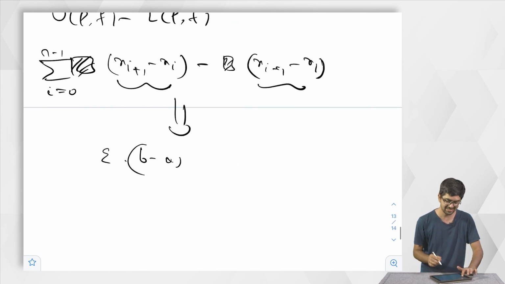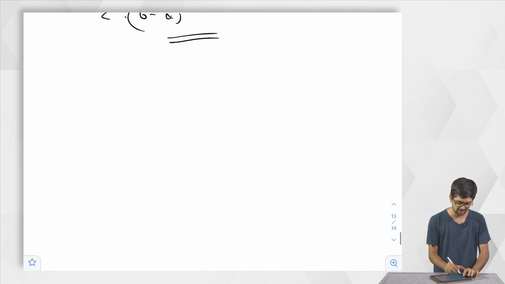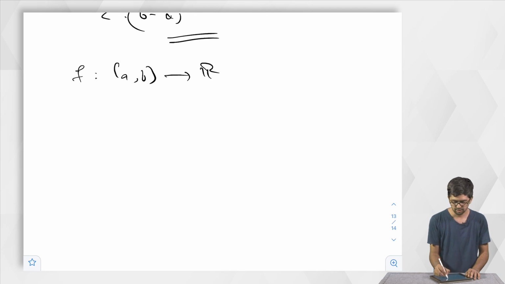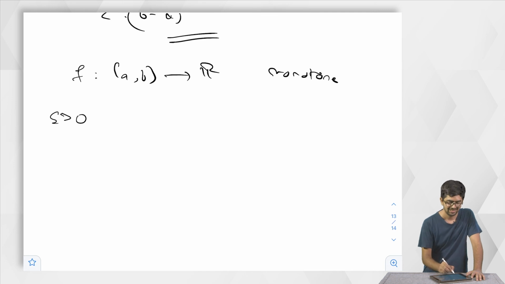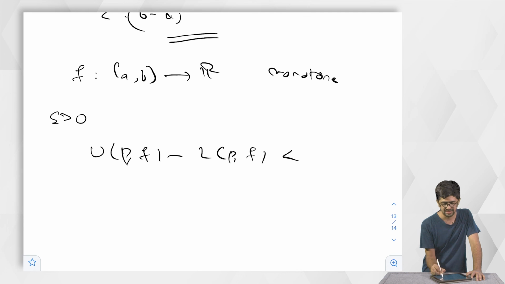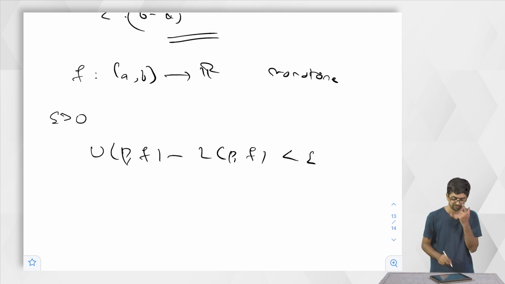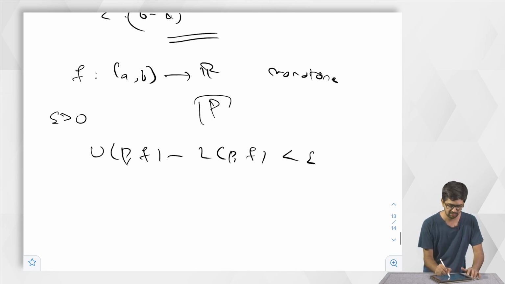Monotone function may be slightly easier. Let us do that. f from [a, b] to R is monotone. Let us check if it is differentiable or not, if it is integrable or not. Again, I need to give an epsilon positive, and I need to fix a partition such that U(P, f) minus L(P, f) is less than epsilon. This is what we are trying to see. We should look for a partition P with this property.